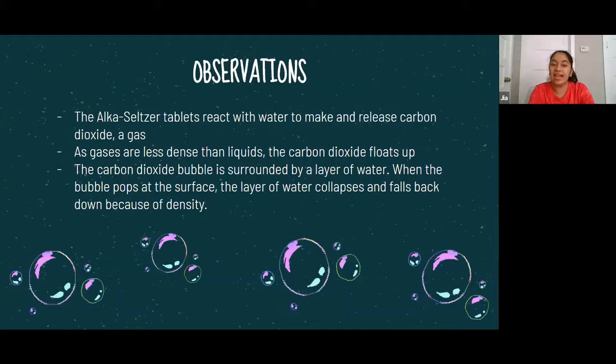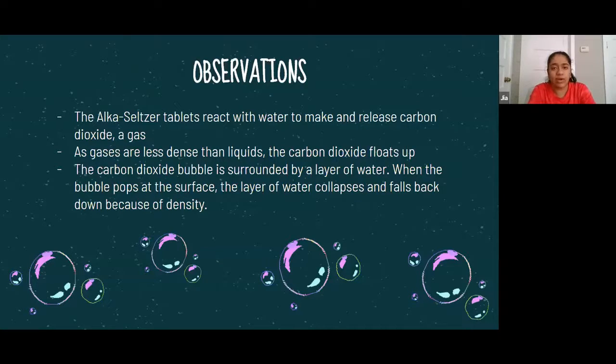Now, when we add the alka-seltzer tablet into the water, because it is heavy, it sinks to the bottom. It reacts with the water to release carbon dioxide, which is a gas. Now, we all know that gases are less dense than water. Because of this, the carbon dioxide bubbles rise to the top.